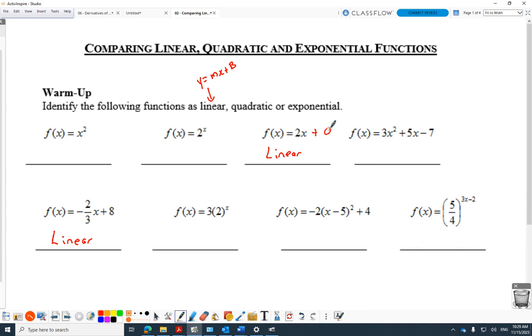Someone raises their hand and goes, well, actually, that does have an exponent. It's exponent 1. I'm like, okay, you know what I mean. It doesn't have an exponent like a 2 or a 3 or something like that.